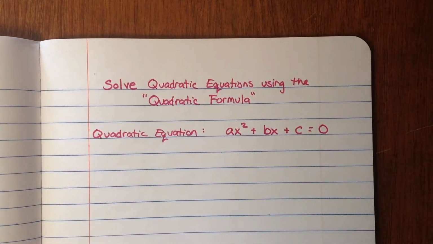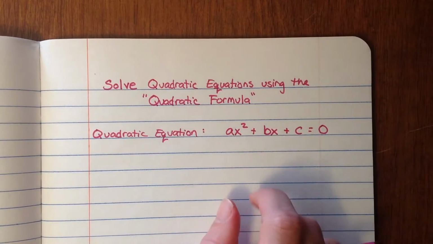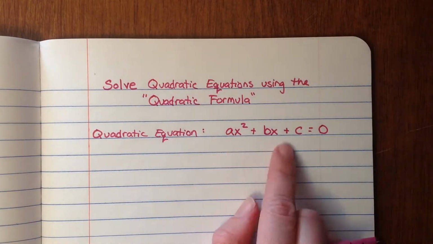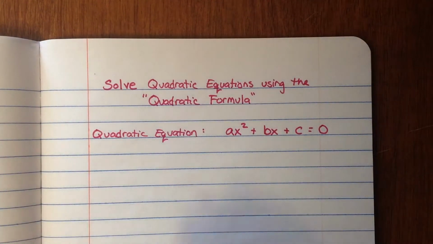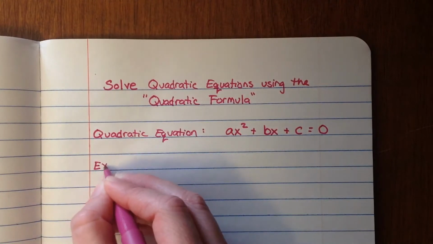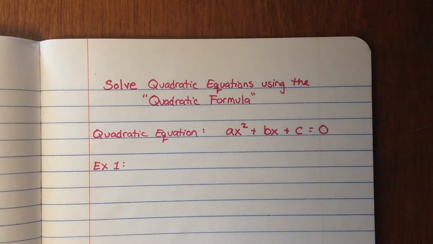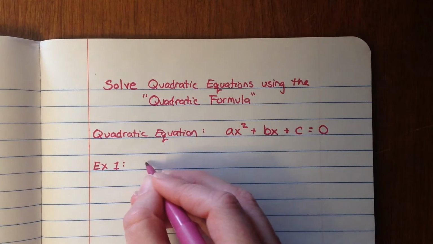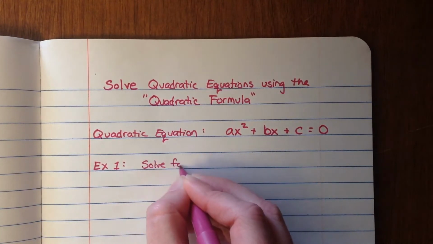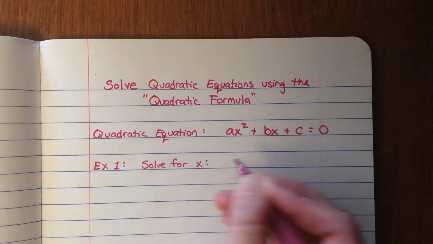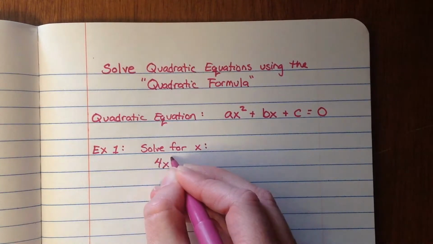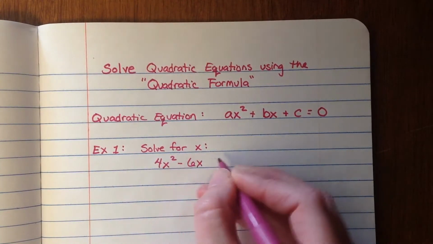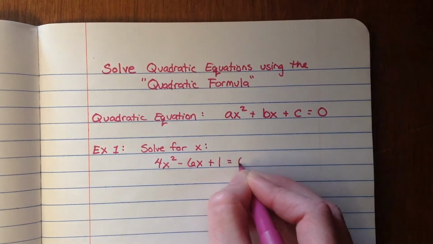Well, this week we're going to look at what happens if this is not able to be factored. Maybe you thought about that as you were working last week. Last week we only worked with equations that were able to be factored. And so I'm going to show you an example of what it would look like if it's not able to be factored. So let's look at example number 1, and let's say we want to solve for x. Remember, we're still trying to figure out that missing value of x, and the equation is 4x squared minus 6x plus 1 equals 0.